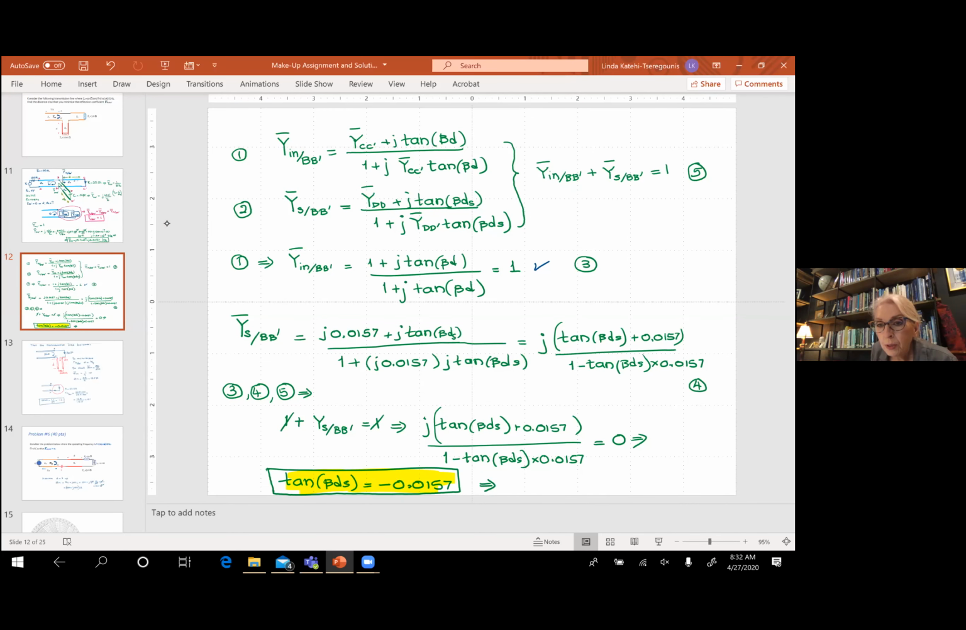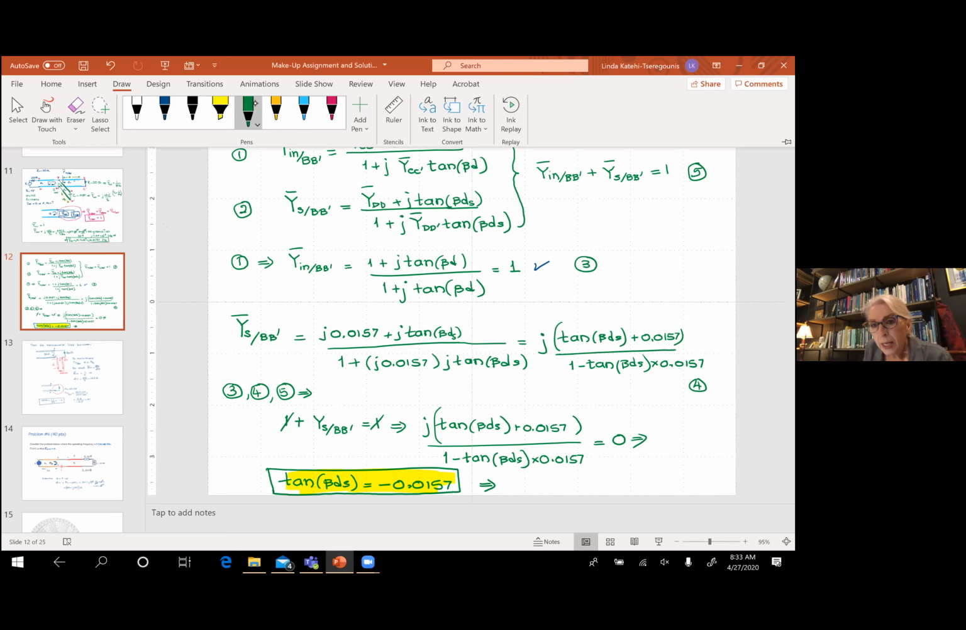Has anybody been able to find the value of ds in lambda for this one? When you find it, it's 0.0025. Either that, or let's assume that we get this solution. Somebody told me that it should not be 0.0025 because that would give us a positive. It has to be negative.